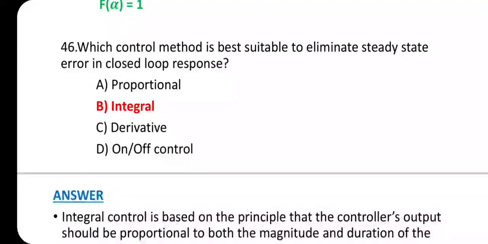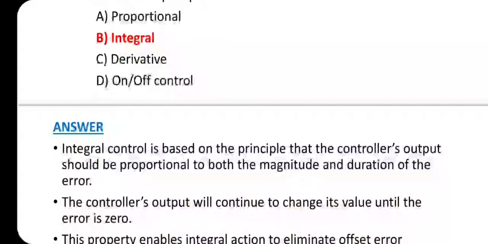Question number 46. Which control method is best suitable to eliminate steady state error in closed loop response? Answer is option B, integral. Integral controller reduces the steady state error and the relative stability because it adds one pole to the system.